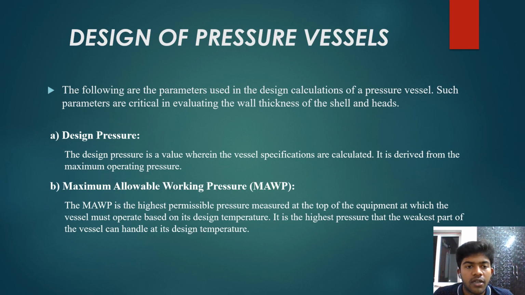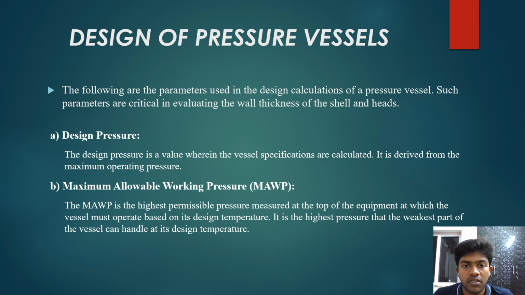So now let's get into the design of the pressure vessels. The following parameters are used in the design calculation of pressure vessels, which are critical in evaluating the wall thickness of the shell and the head of the pressure vessel. The first parameter is the design pressure. The design pressure is the value from which the vessel specifications are calculated. It is derived from the maximum operating pressure.